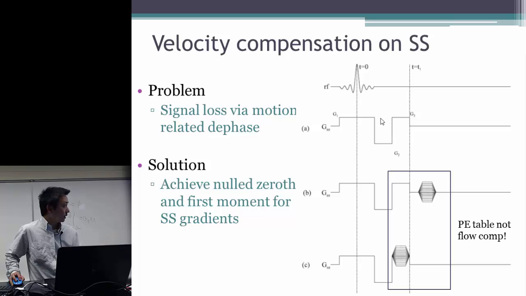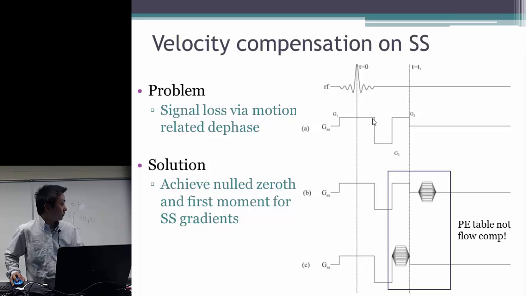But similarly, if there is also a movement along the slice select direction, then there will be an additional phase associated with the movement itself. So it will lead to a signal loss with the motion related dephasing. So it's basically the same scenario as in the readout. This is the 2D case. So achieving velocity compensation on the slice selection is the same as with the readout case.